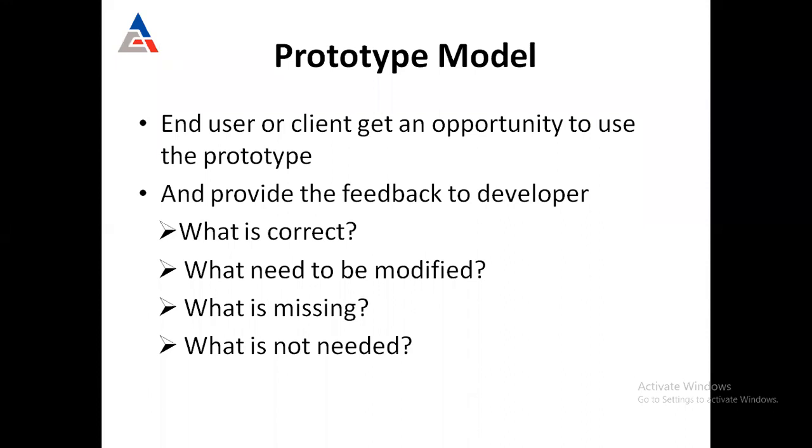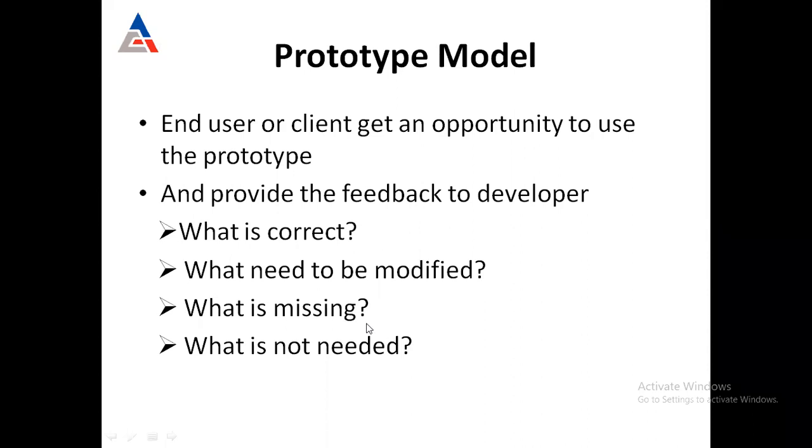Second is what needs to be modified, because 100% of the requirements are not provided to the software developer by the customer. It means something might have been developed that does not 100% satisfy the requirements of the customer. So the customer will ask the software developer to make some changes in a particular module of the software.